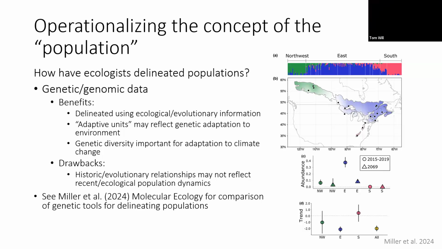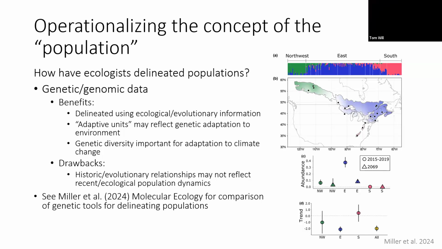This is a map for Canada warblers. Caitlin Miller was a master's student of Kristen's who just defended. So this is using genomic data from Canada warblers to define what they call adaptive units. This links adaptive genetic variation, a clustering based off of adaptive loci within the genome of Canada warblers. For Canada warblers, there's an adaptive unit in the northwest part of the range, an adaptive unit in the east part of the range, and then a small unit down in the southern part of the range.